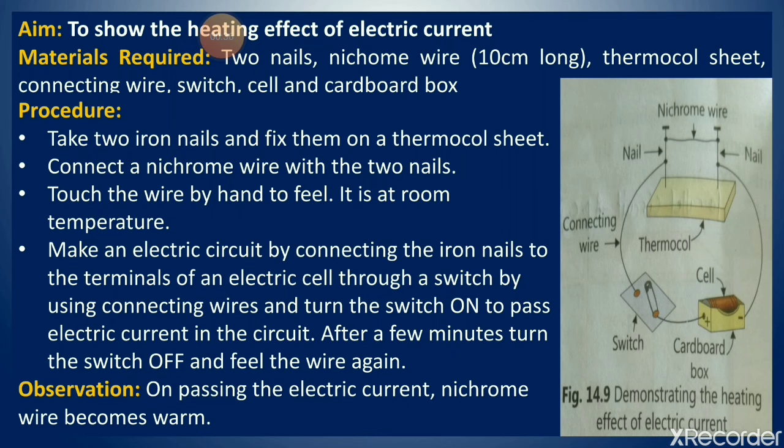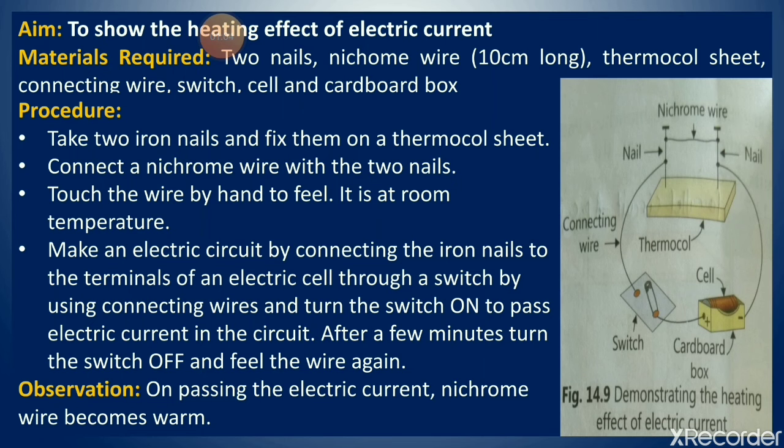Two nails are there and they are fixed in a thermocol sheet, and these two iron nails are joined together by connecting a nichrome wire. Next step, we will connect a nichrome wire with the two iron nails, and when we touch the nichrome wire, it will be at room temperature, meaning normal temperature.